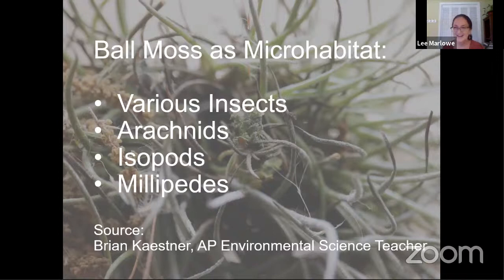One of our local environmental science teachers shared with me that he's been having students look at these. So they take these and they pull them apart. And in these ball moss, they find tons and tons of food sources for birds and other insects, a variety of insects, arachnids, isopods, millipedes, all kinds of little critters that are going to be food. So it's like its own little buffet.